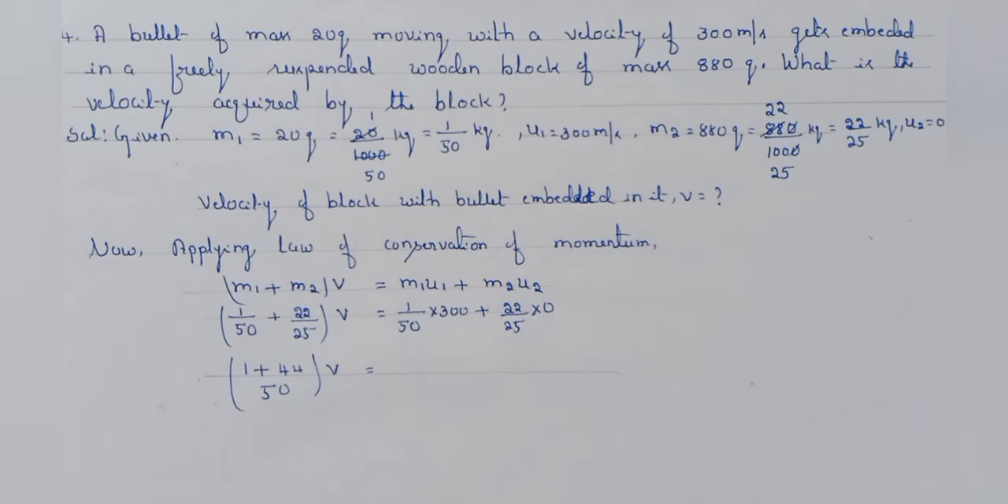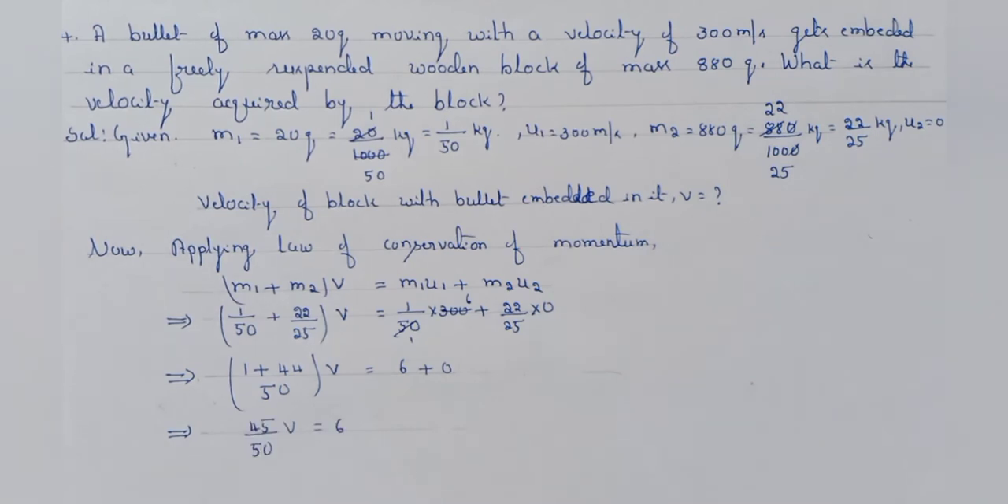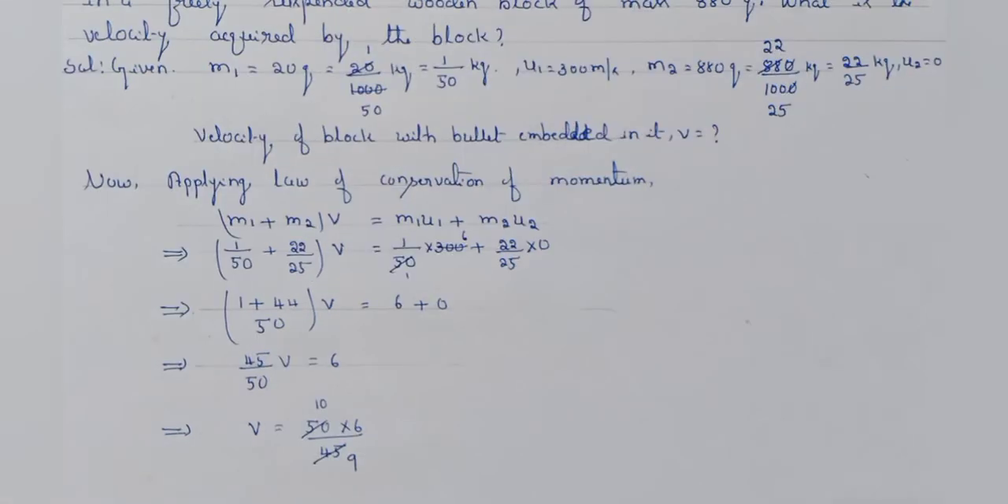Into v is equal to, divide 300 by 50. It divides 6 times. 0 into 22 by 25 is 0. Next, 45 by 50 v is equal to 6. Next, v is equal to 50 into 6 by 45. 5 nines are 45 and 5 tens are 50. Then 3 twos are 6, 3 threes are 9. Next, v is equal to 20 by 3.